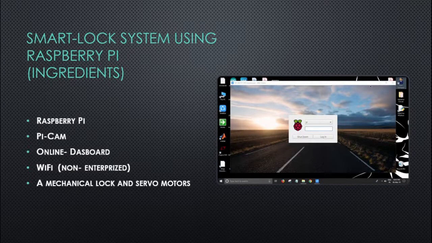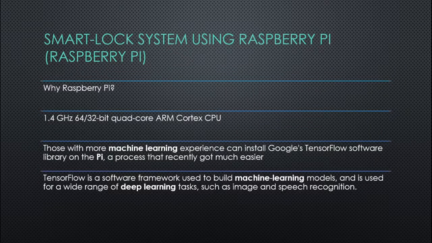These are the important components which I'm using in my project: the Raspberry Pi, the IoT board, the Pi cam. This is the official Raspberry Pi camera which I'm using to record the person's face, and an online dashboard to generate the alerts and to keep a record of who is at the door, and Wi-Fi, which is the internet connection, and a mechanical lock obviously.